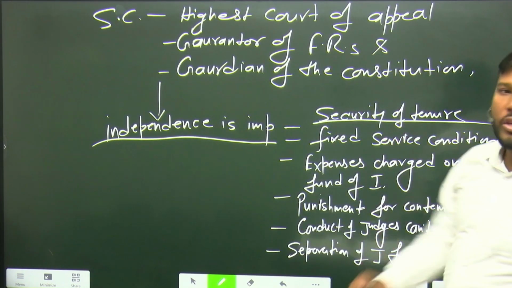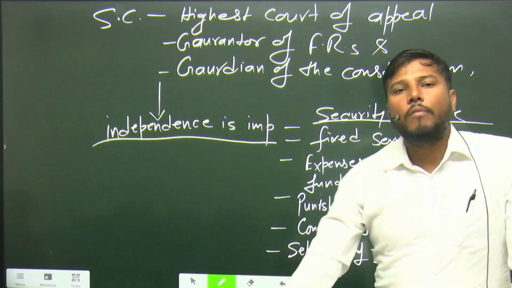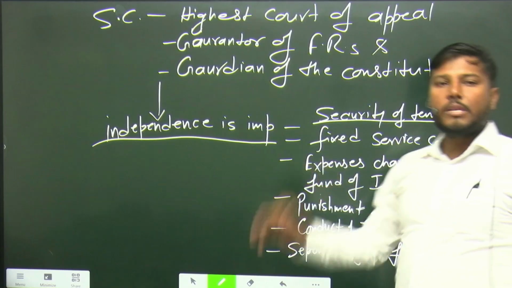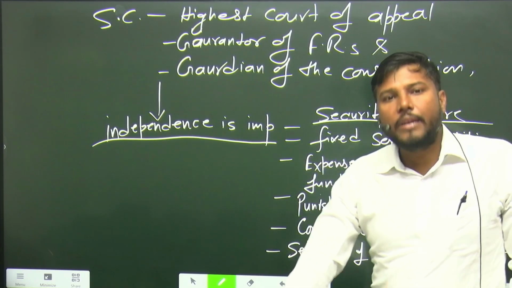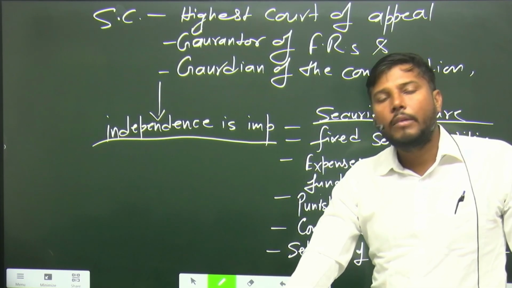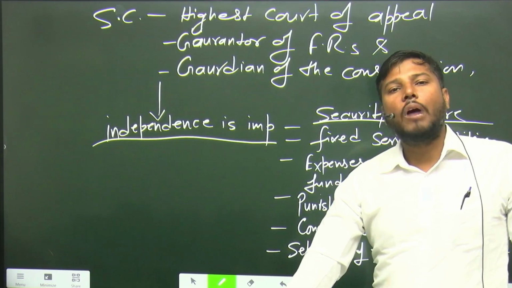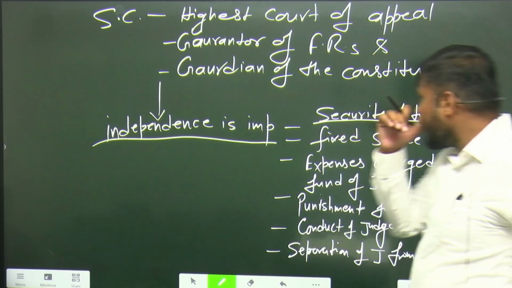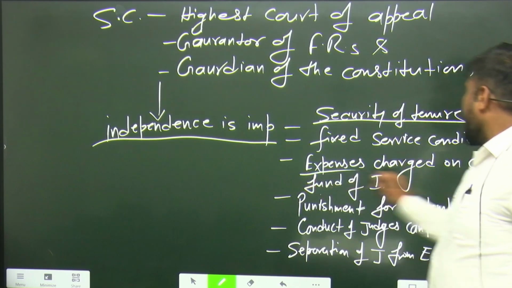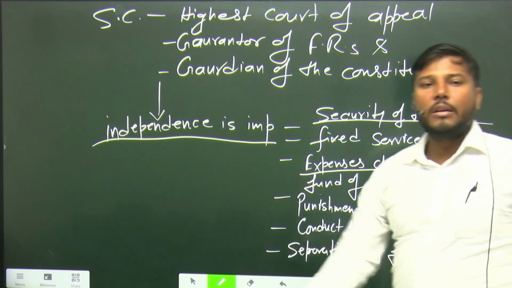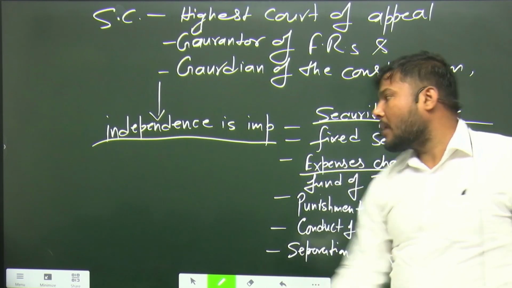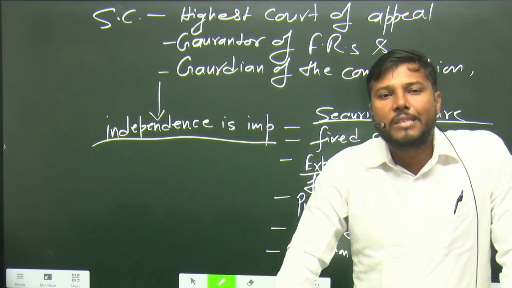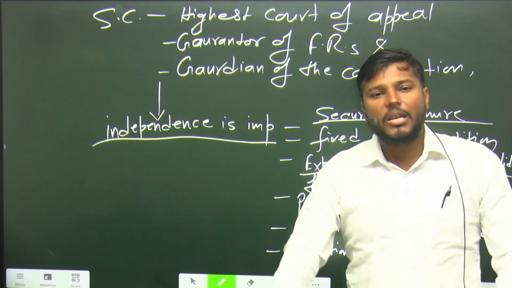We have ensured security of tenure for our judges, our judicial officials, right? The next one is fixed service conditions. Their service conditions are properly laid down or written down in the constitution, in the document itself. Those cannot be changed arbitrarily, right? So they have got fixed service conditions. They have security of tenure. Their expenses, like their salaries, allowances and pensions, etc., are charged on the Consolidated Fund of India. Those expenses are in the charged expenses category.